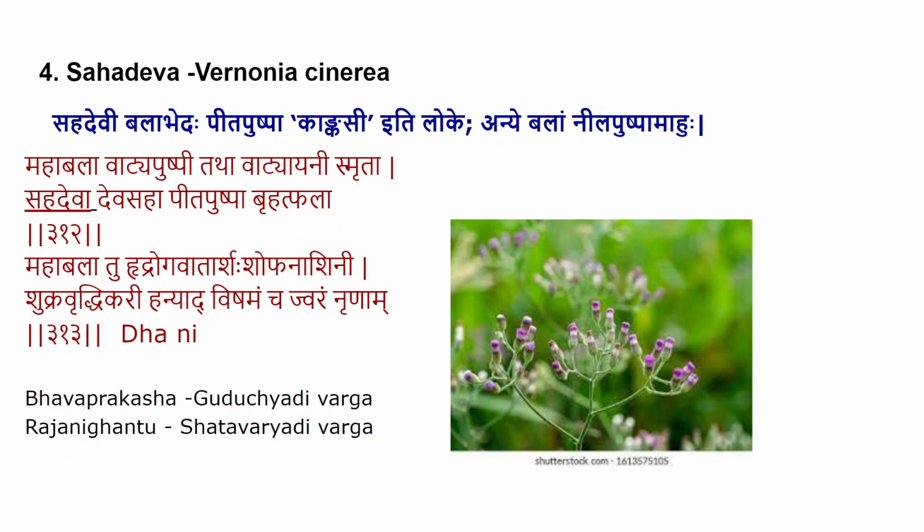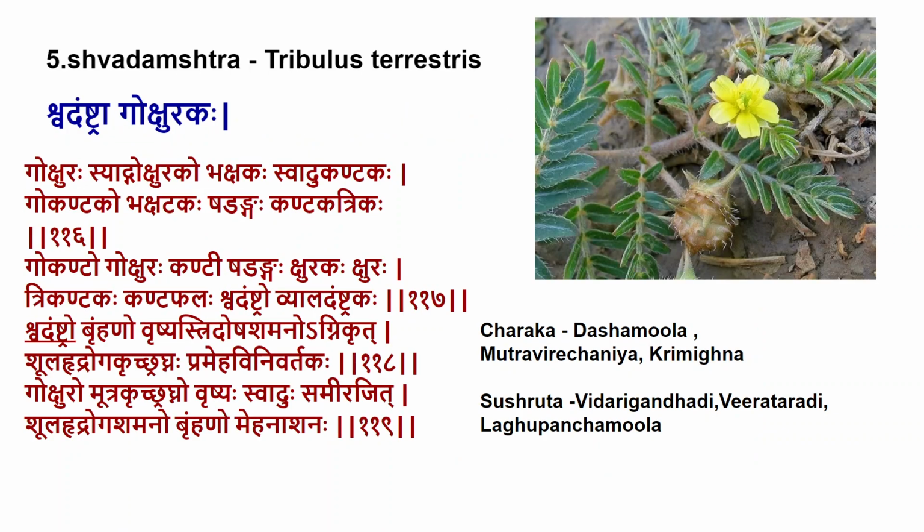Now, from the Nighantu resources, Mahabala, Vatyapushpi, Tatha Vatyayani Sutta, Sahadeva, Devasaha, Pita Pushpa, Brihat. Sahadeva or Mahabala is having these synonyms. And it's used in Mahabala, the Hruddroga, Vata, Arsha, Shofa, Vinashini, Shukra Vruddhikari, Hanyata, Vishamam, Jwaram. It's used in the treatment of Hruddroga, Vata, Arshas, and Shofa, and it's also facilitating the Shukra Dhatu, and it also can be used in the Vishamajwara. It's also mentioned in Bhava Prakash in Gurutyadi Varga, Rajanighantu in Shatavariyadi Varga.